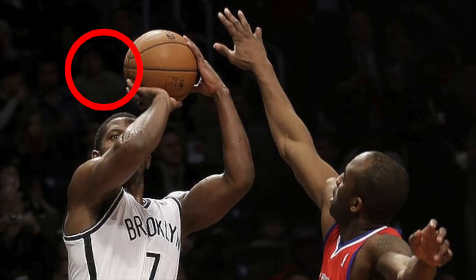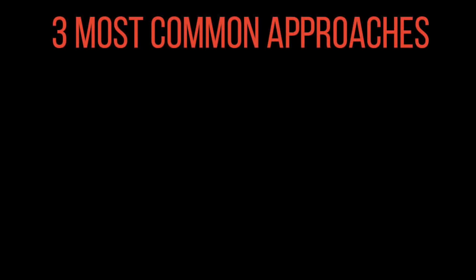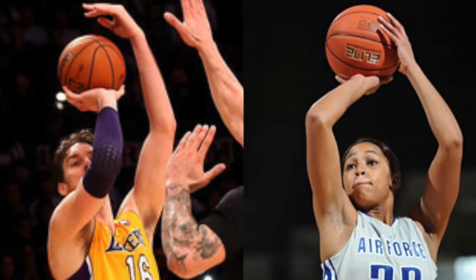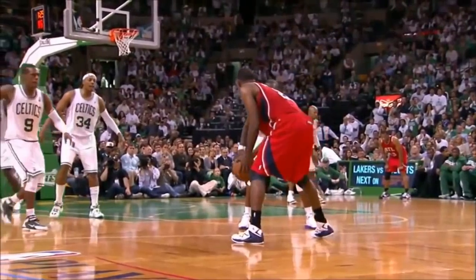So when shooting a basketball, there are three common approaches that cross-dominant shooters use to address their eye dominance. The first approach is that some shooters turn their head to get their opposite eye behind the ball. Many times, a shooter will turn or tilt their head while they're shooting to get their dominant eye lined up behind the ball.